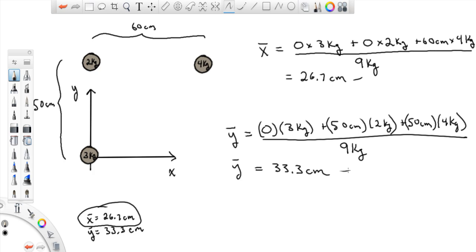So anyway, the purpose of the video is to help you understand how to calculate a center of mass. Hopefully this has done that for you.